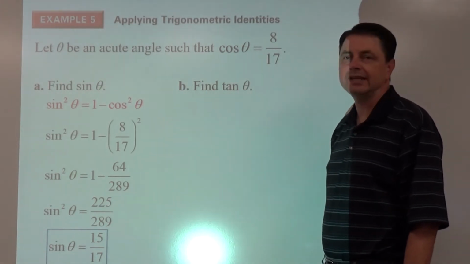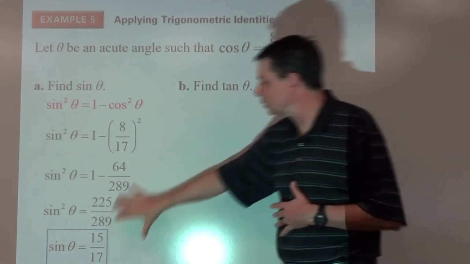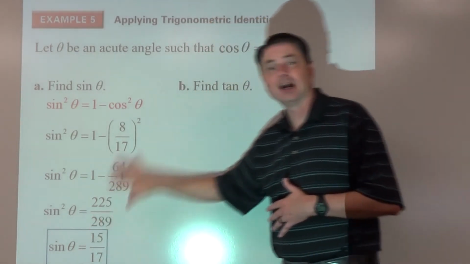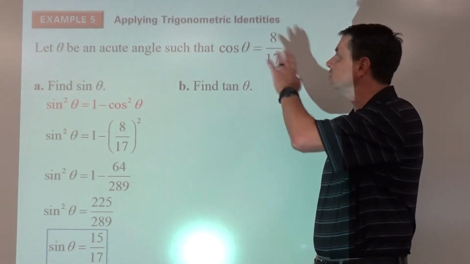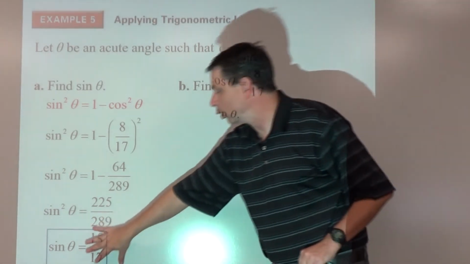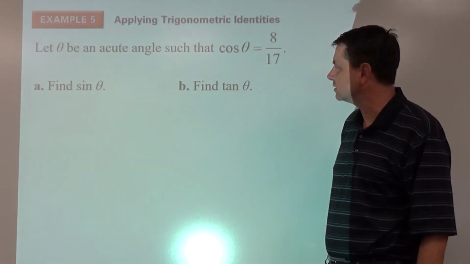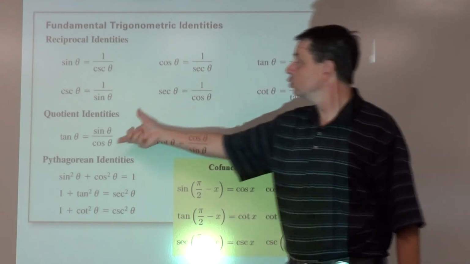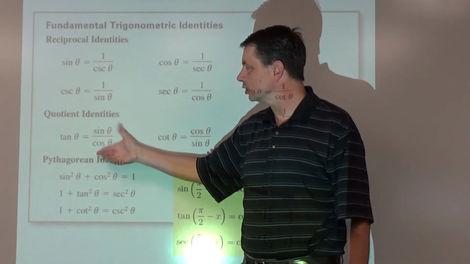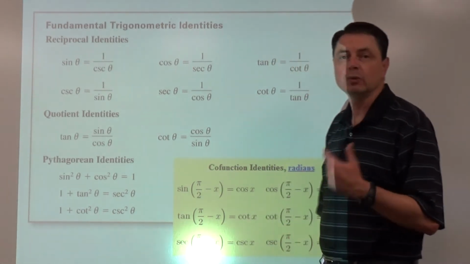Part B, find tangent. Now we've got cosine, and we've also got sine. Can we find how tangent is related to cosine and or sine? Again, let's go back and look at our identities. Where do we have tangent? Not useful. That one might be useful. This one's good if we know sine and cosine, and we do now that we've done part A.